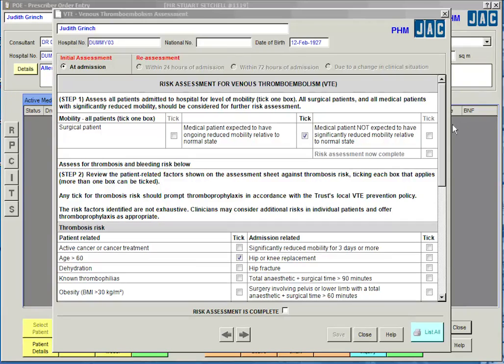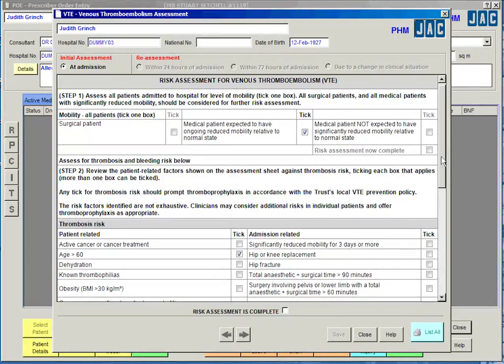So are they a surgical patient, or are they a medical patient expected to have reduced mobility, or are they a medical patient not expected to have a reduced mobility? For Judith Grinch, she's a medical patient who's expected to have reduced mobility. So this is the box that's ticked.